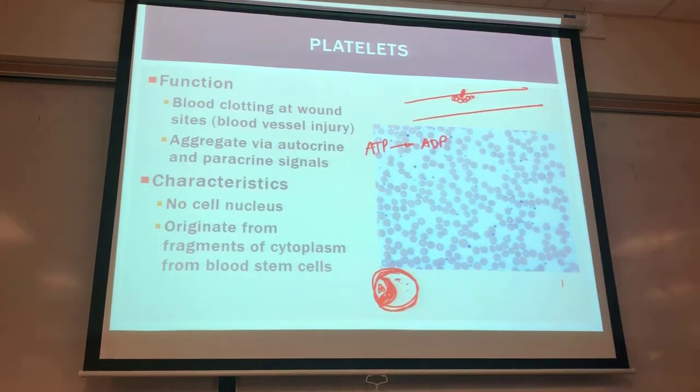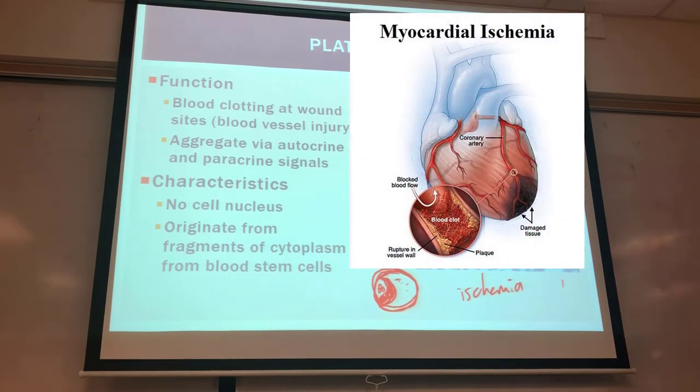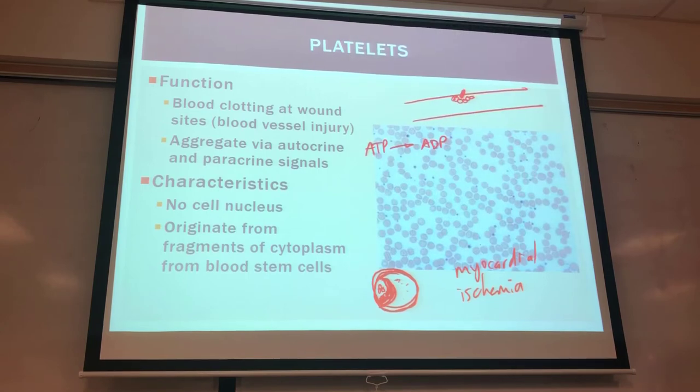So this is a condition we call ischemia, the lack of blood flow to an area that can result in the death of cells. So if you were to look at myocardial ischemia, it is reduced blood flow to certain areas of the heart.